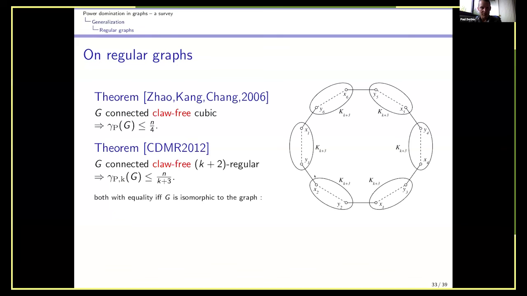And so this was studied in 2006. I mean, some generalization can appear. So for the claw-free cubic graph, we knew we had the bound n/4. And so it was improved to non-claw-free, but even though if you keep the claw-free, then for k plus 2 regular graphs, this bound extends.